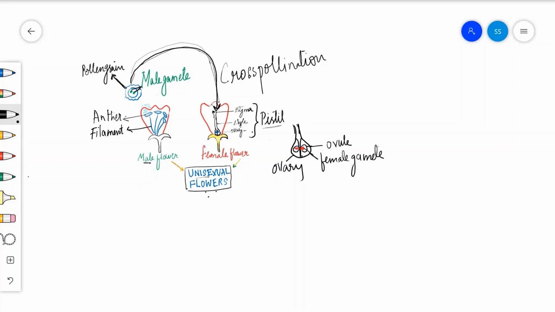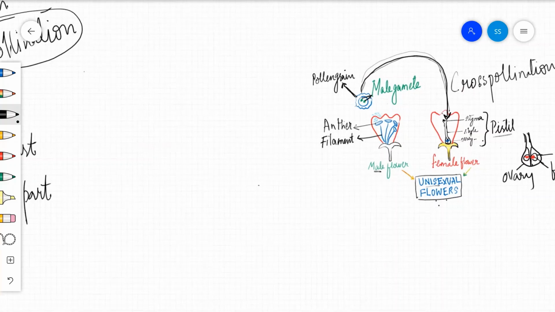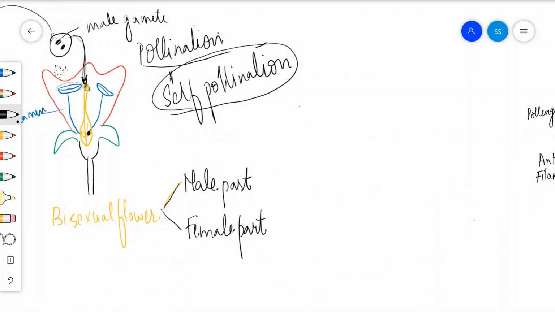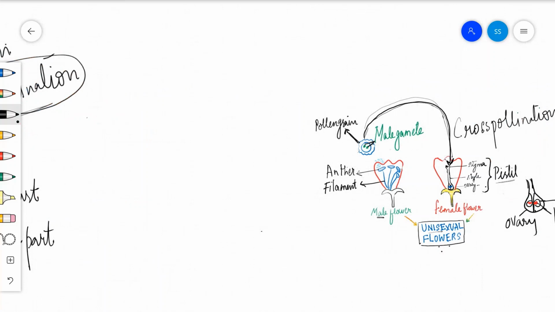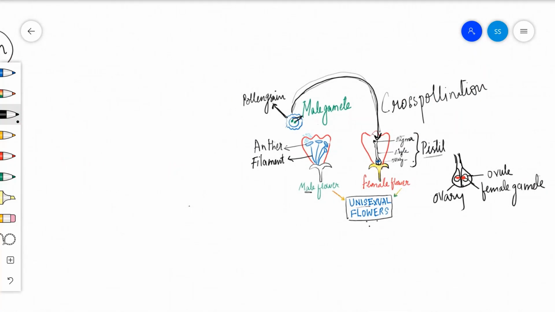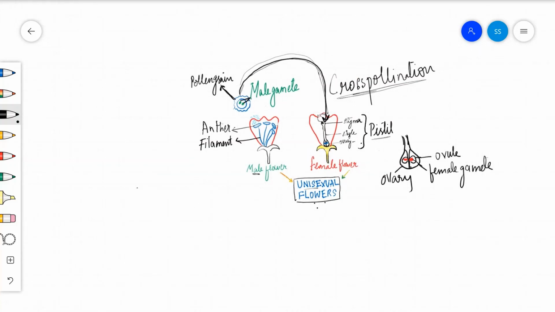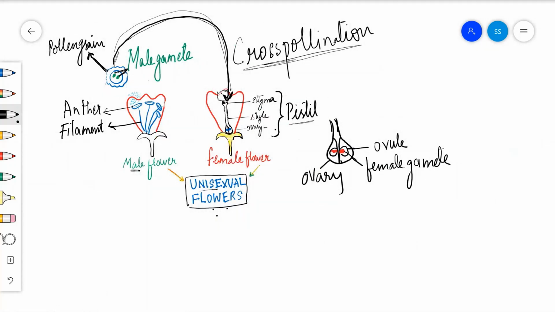So here we are done with the pollination process, the transfer of pollen from the anther to the stigma of a flower. If it happens in the same flower, it is self-pollination. If the transfer of pollen takes place from one flower to another flower of the same species, we call it cross-pollination. So once your pollen lands here, what happens to the pollen? That we are going to learn in our next class.